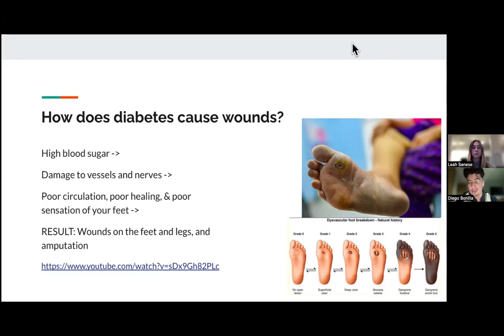You see the picture to the bottom right. That just shows a progression of an infection becoming worse and worse, in which an amputation may be needed if it gets all the way to that last picture there.